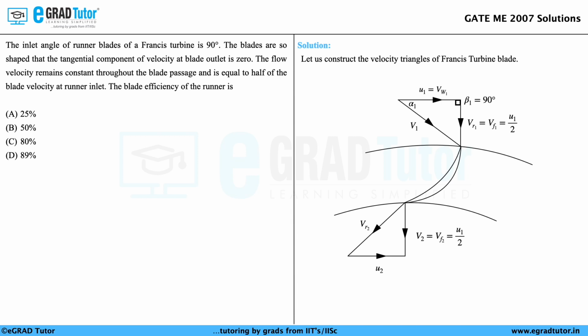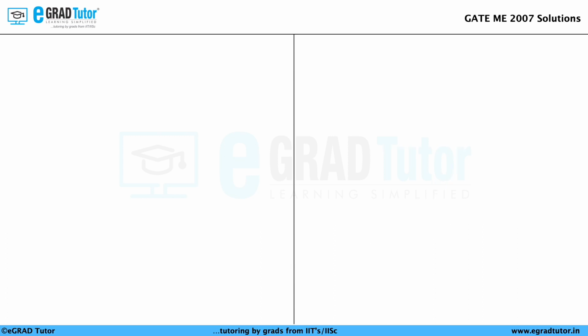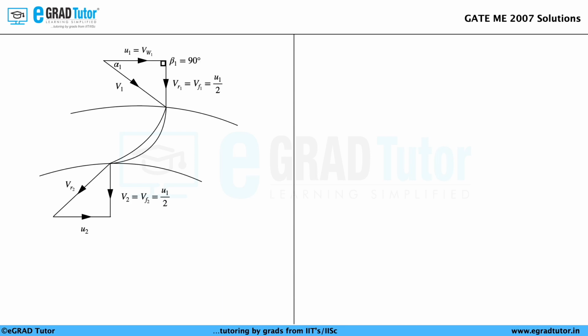VR1 is the relative velocity at the inlet, and that is equal to the flow velocity at the inlet. It is given that the flow velocity remains constant and is equal to half of the blade velocity at the runner inlet. And similarly, according to the given outlet conditions, we have the outlet velocity triangle shown in the figure. Let us proceed further. For better understanding, let us reconstruct the same velocity triangles for the Francis turbine again.